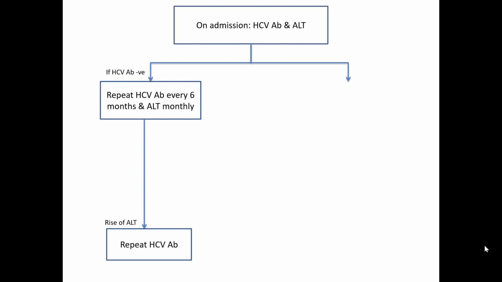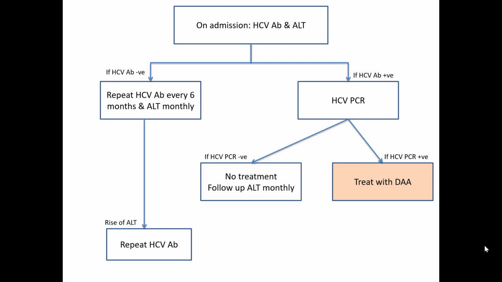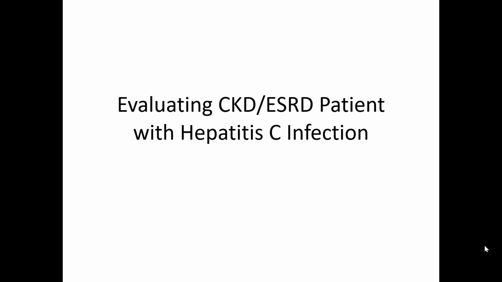And in case of a rise of the liver enzymes at any time, we must repeat the HCV antibody test. But if the result of the HCV antibody test is positive, then we must perform the HCV PCR. If the result is positive, we treat the patient with direct acting antiviral drugs, and if the result is negative, we monitor the patient and follow up the liver enzymes every month. In case of a rise of the liver enzymes for any reason, we should repeat the HCV PCR test.